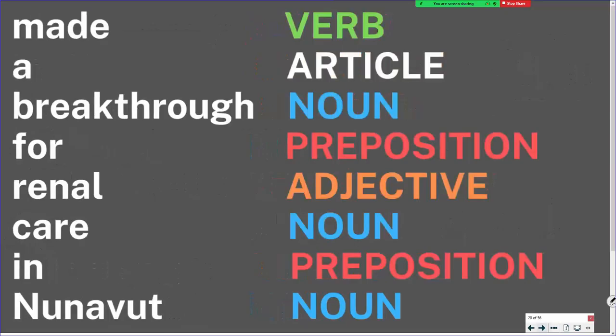This is what they did, made. There's another article, a: he made a breakthrough. For renal care. So renal has to do with the kidneys, and so that's the special kind of care. And prepositions are relationship words that tell us where something happens, or when it happened. And in this case, it happened in Nunavut.